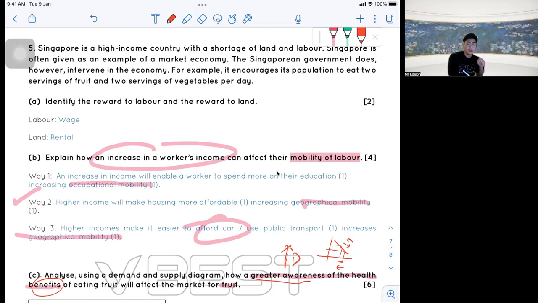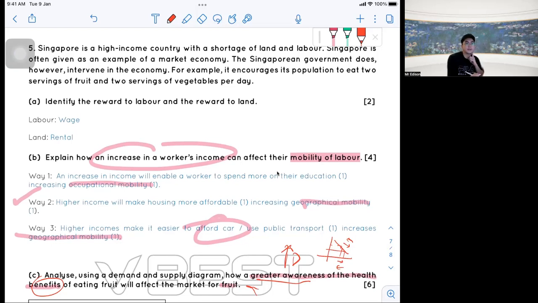But this one is non-price factor. Non-price factor is about shifting left or shifting right, because as you can see, there's nothing talking about price. Did they mention anything about price or not? No. So it's a non-price factor. Non-price, left or right. First thing, think about how it looks like.